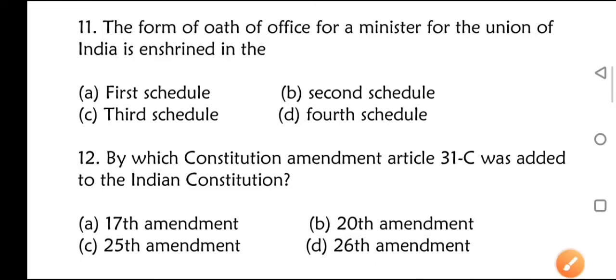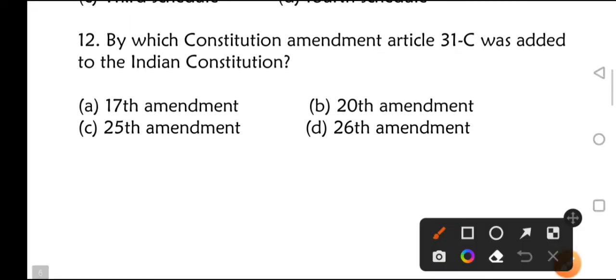Okay. Now coming to question number 12. By which constitutional amendment Article 31C was added to the Indian Constitution? It was in 25th Amendment. Okay, 25th Amendment is correct answer. And what was Article 31? Article 31 was right to property, but it was repealed and made a legal right.